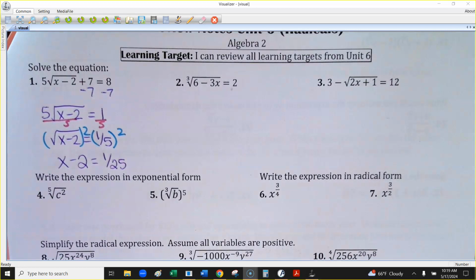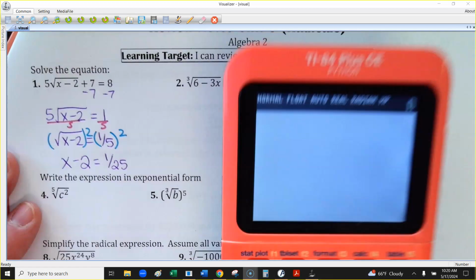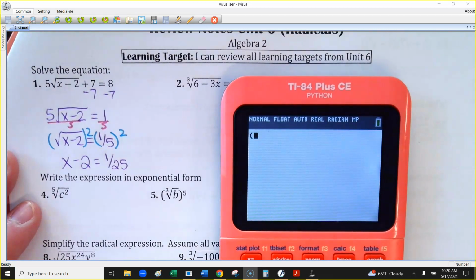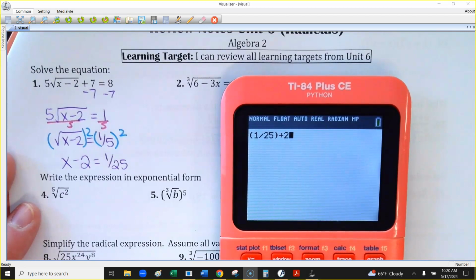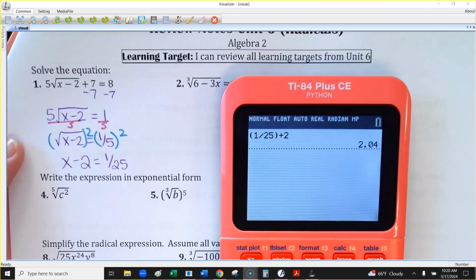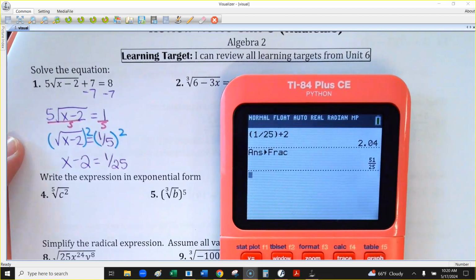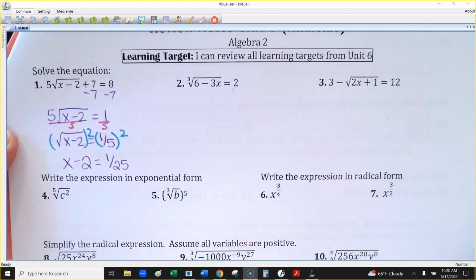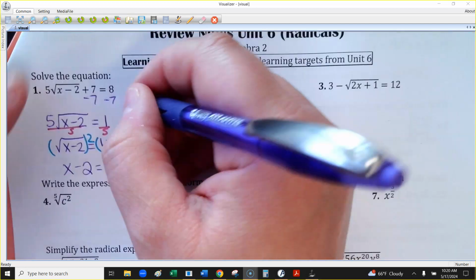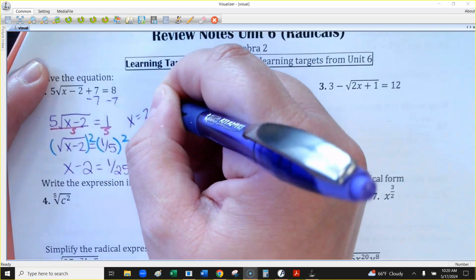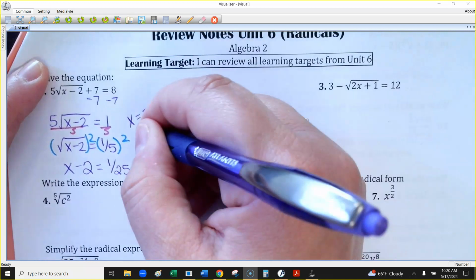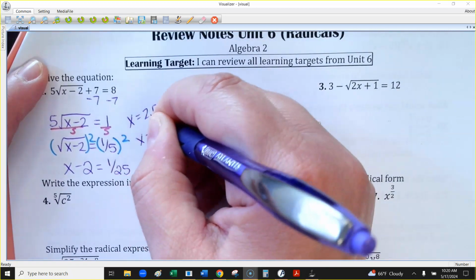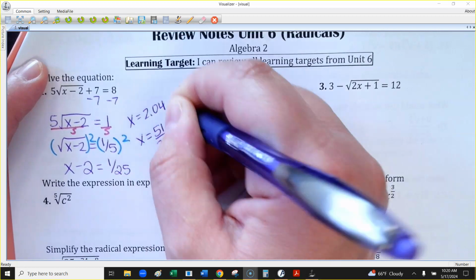And then obviously this does not have a nice answer, so I'm just going to grab my calculator. All I have to do, I have 1/25. I'm going to add 2 to that because I'm going to add the 2 to the other side. And I'm just going to do my math enter to make that a nice fraction, or you can put the decimal. Either one is fine. So 2.04. I don't feel like there's any nasty numbers like that on the actual final, so don't worry about that. Or as a fraction, that'd be 51/25.